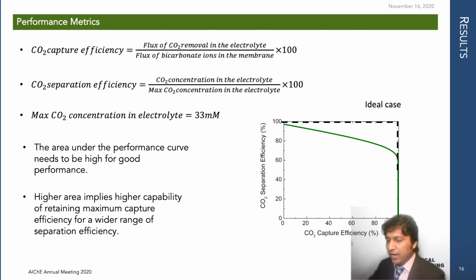And when we plot these, we get a diode-like curve like this. Here, the ideal case would be the maximum possible area, like a rectangular curve. The higher area implies a higher capability of retaining maximum capture efficiency for a wider range of separation efficiency.